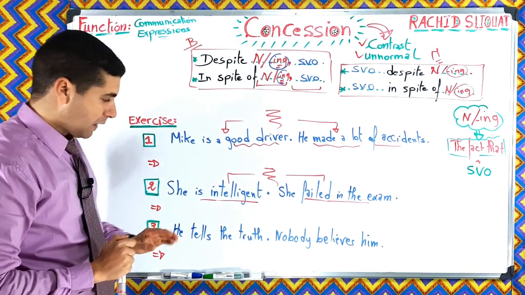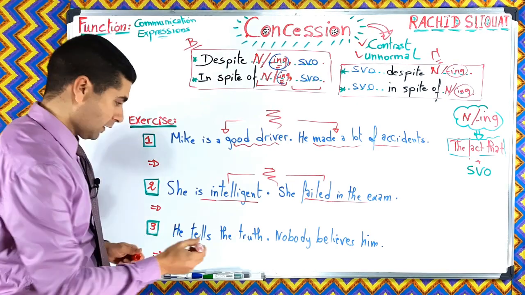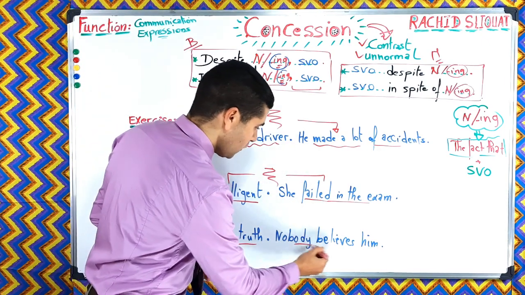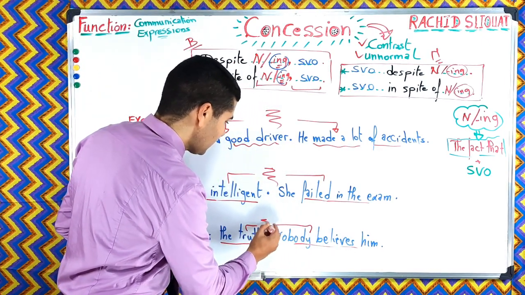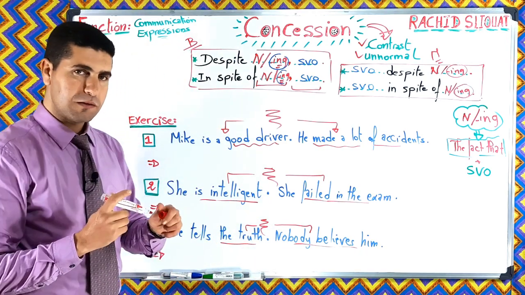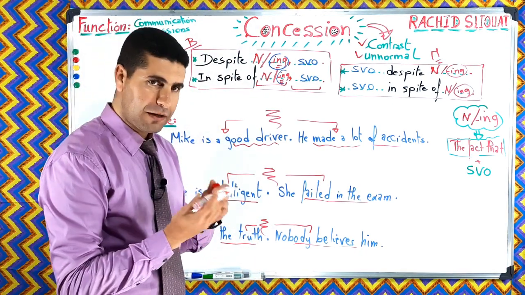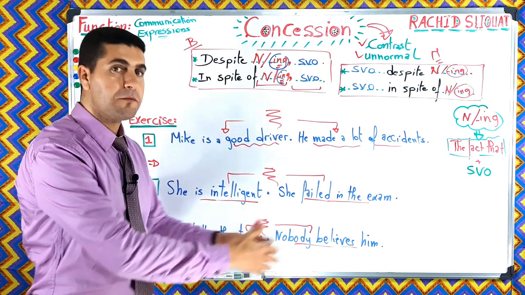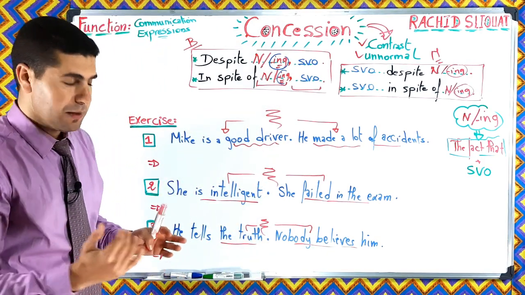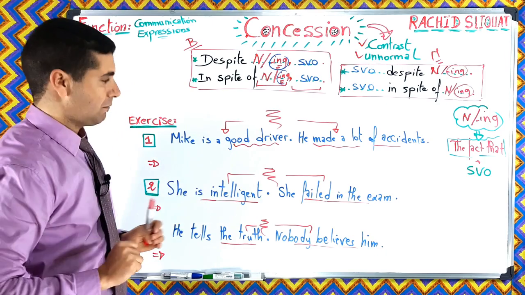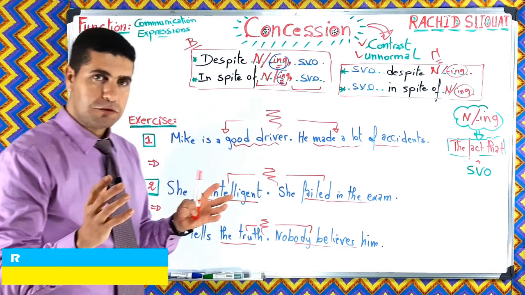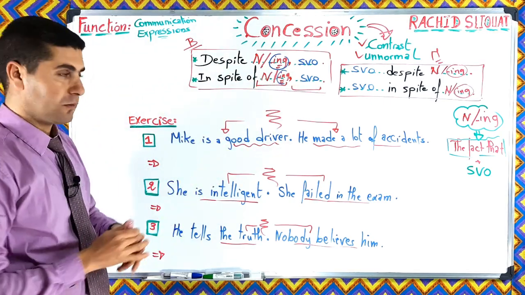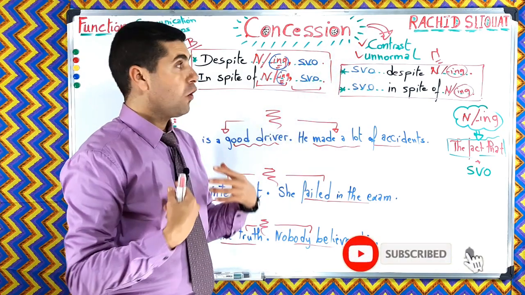All right. Number 3, he tells the truth, nobody believes him. He tells the truth, and nobody believes him. So again, there is something which is abnormal between these two sentences. There is a contrast. Normally he tells the truth, everybody believes him. But here we have contrast, nobody believes him. Okay, now what are we going to do? We are going to link these sentences, we are going to rewrite them using these patterns. These are expressions of contrast, of concession.